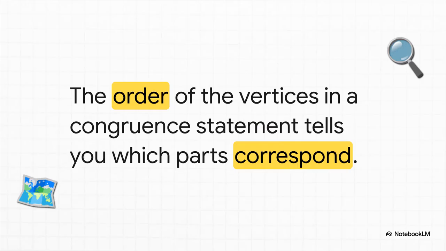Simple as that. Now this is absolutely crucial. Seriously, the order of those letters, it means everything. It's not random at all. The best way to think about it is that this statement is like a map or a cheat sheet that tells you exactly how the two triangles line up with each other.